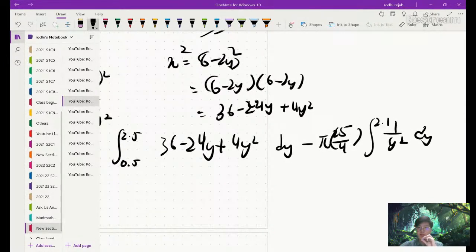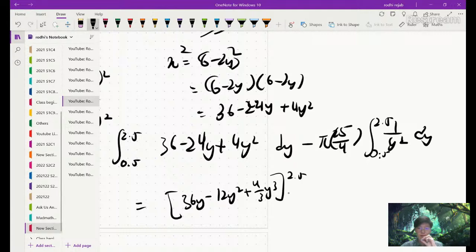Jangan lupa nak substitute lah value y tu. Kita akan dapat 36y tolak 12y square sebab kena bahagi 2. Ni plus 4/3 y cube, 2/5, 0.5. Jangan lupa pi. Okay, this one.